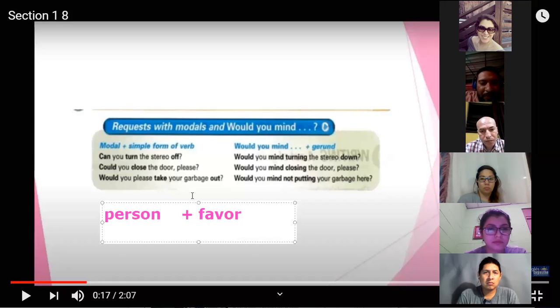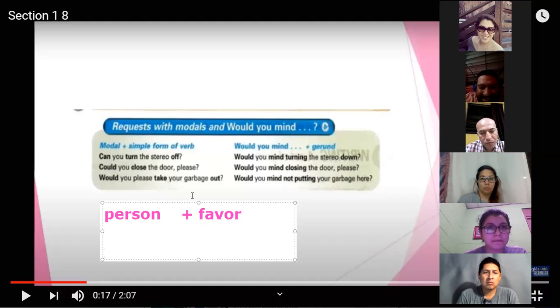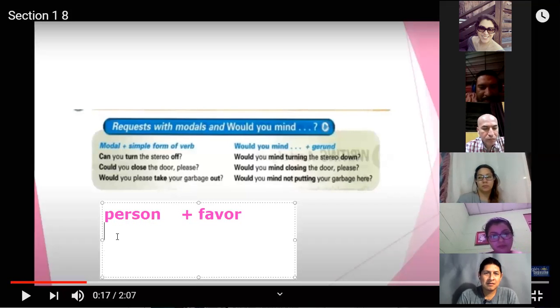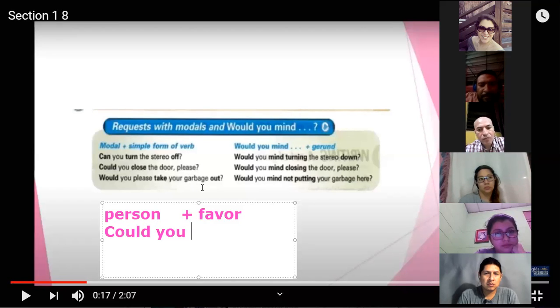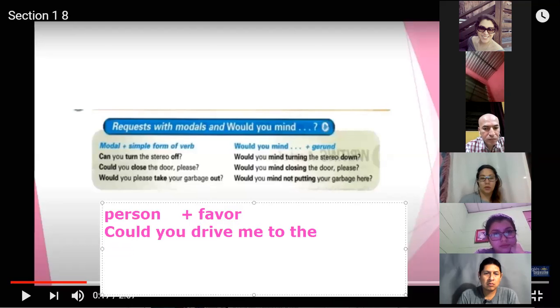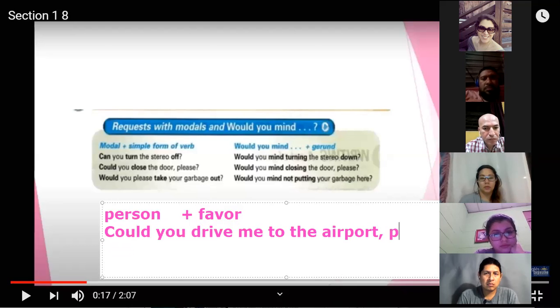So if it's the car, if it's your car, do you think it's a small favor, kind of big, or medium? Big. It depends, right? If it's your father, maybe. But let's say could, all right? We could say, could you? Could you what? What's the favor? To the airport? Could you drive me to the airport? And saying please is optional.